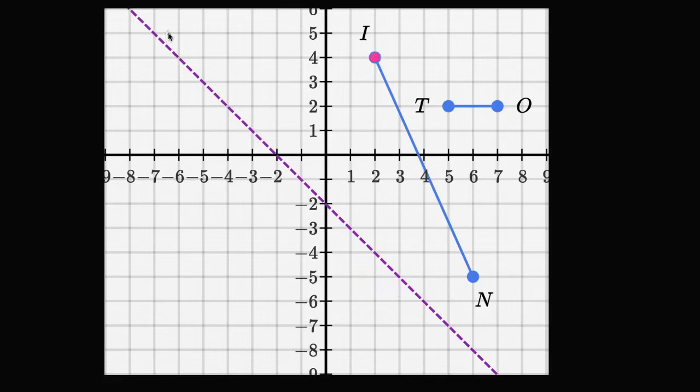Remember, this is the line, let me do this in that purple color, y is equal to negative x minus 2. Its slope is equal to negative 1. So I want a line that goes through point I, that is perpendicular to this line, and I want to drop it to the line that I'm going to reflect on, and then I want to go the same distance onto the other side to find the corresponding point in the image.